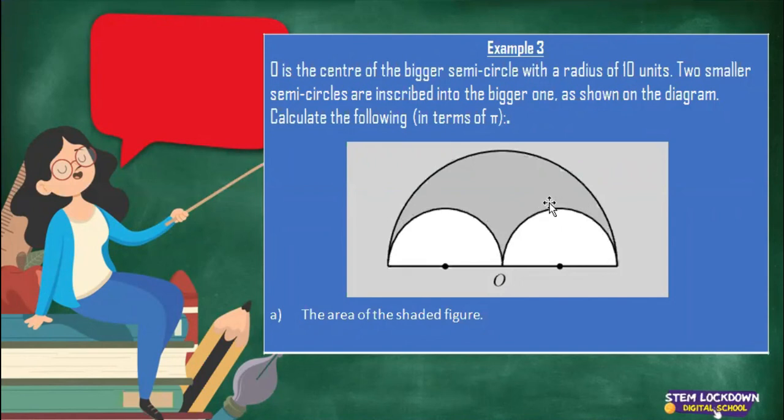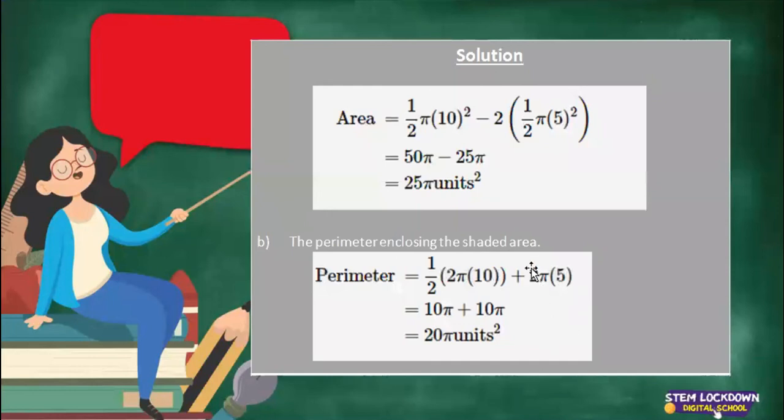That means the circumference of the two semicircles is 2 pi r. And remember their radius is 5. So we put that together: 2 pi times 5 gives us 10 pi. Add that to the first 10 pi, and that gives us 20 pi. So 20 pi will be the perimeter enclosing the shaded area.